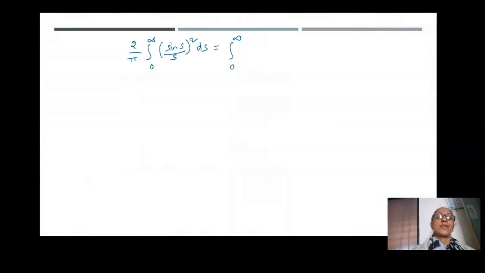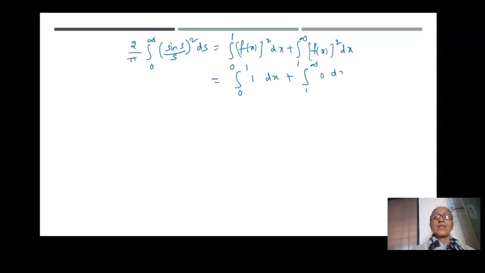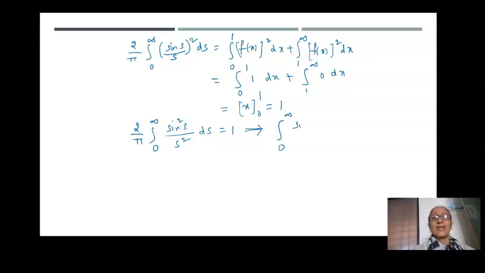So we can write 0 to infinity as integral 0 to 1 f of x square dx plus integral 1 to infinity f of x square dx. In the interval 0 to 1, f of x equals 1, so we get integral 0 to 1 of 1 dx plus integral 1 to infinity 0 dx, which is equal to x under the limits 0 to 1, which is equal to 1. So 2 by pi integral 0 to infinity sin square s by s square ds equal to 1, which implies integral 0 to infinity sin square s by s square ds equal to pi by 2.